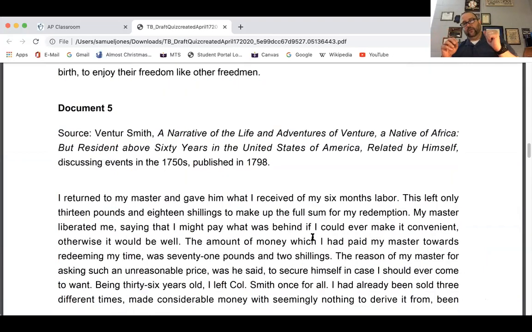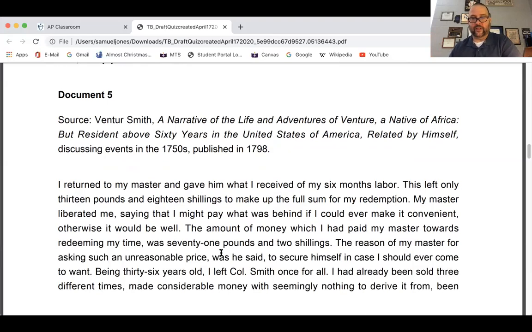Okay, are we seeing now a grouping that document 5 might fit into? Again, he's talking about slavery, talking about what he had to do for his freedom, and you could tell he didn't quite have it so easy.